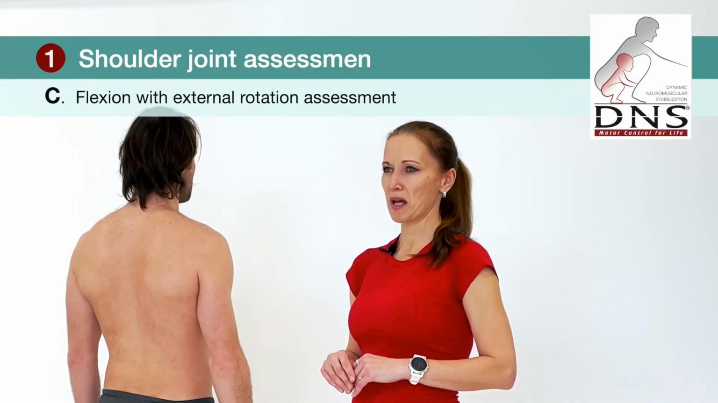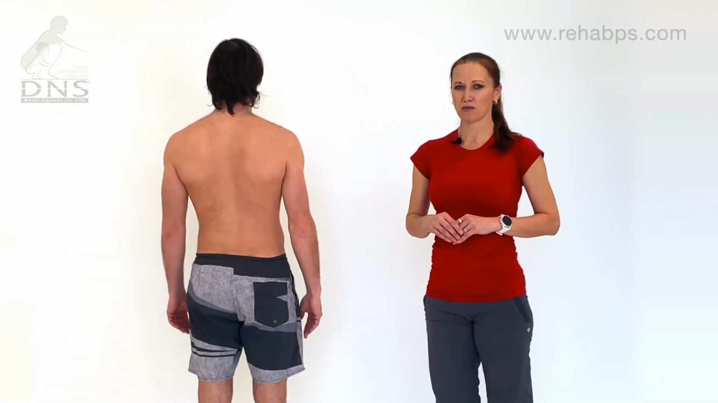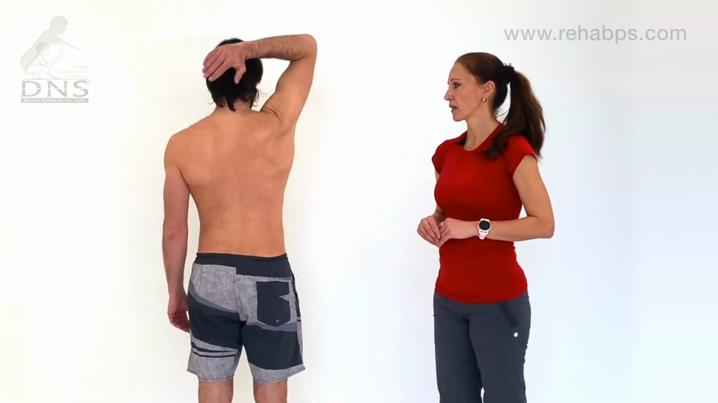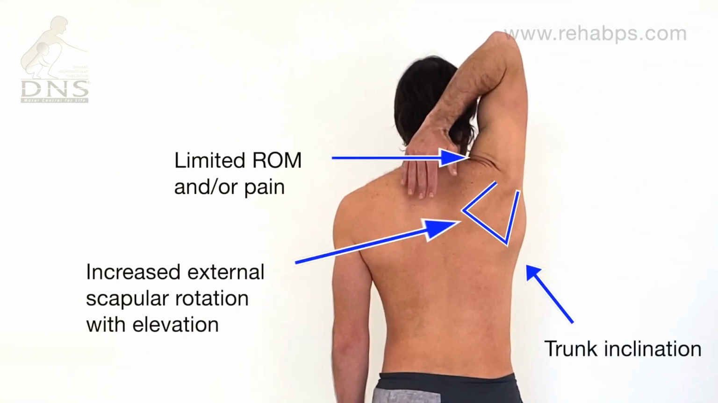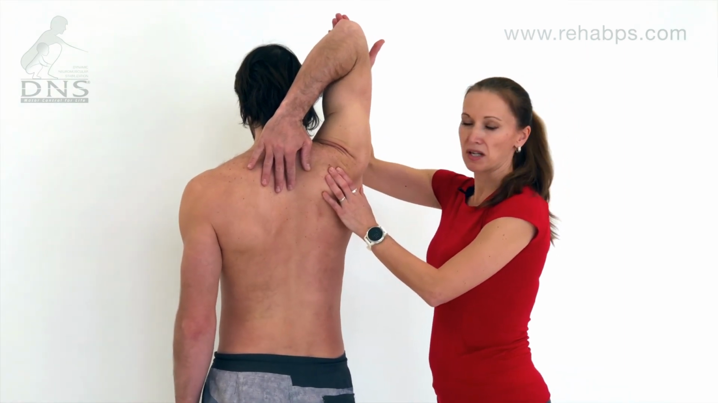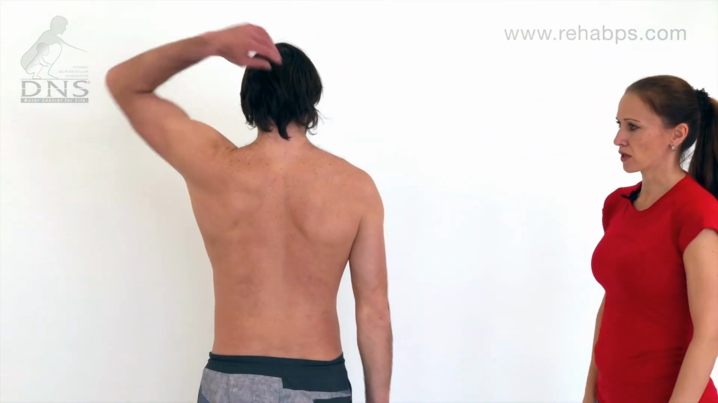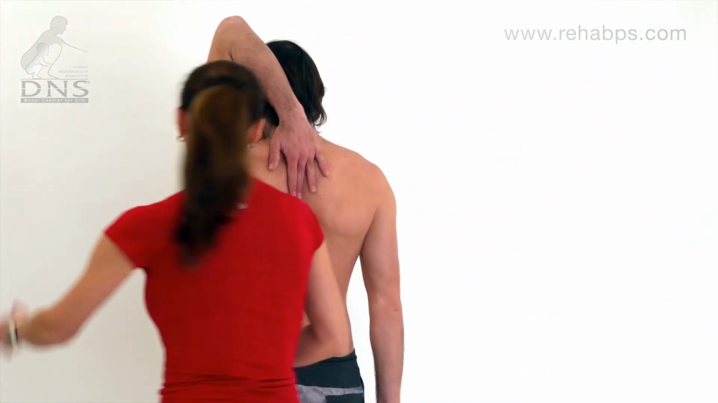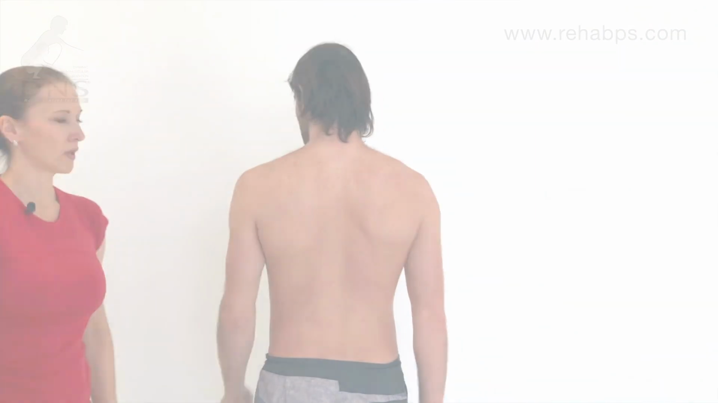Another complex movement is flexion and external rotation. I ask the patient to put his hand behind his head between the shoulder blades. At end range of movement, I spring the scapula and I ask if there's any perceived discomfort or pain and compare it with the other side. Again, I will spring and I compare the range of movement at end feel.